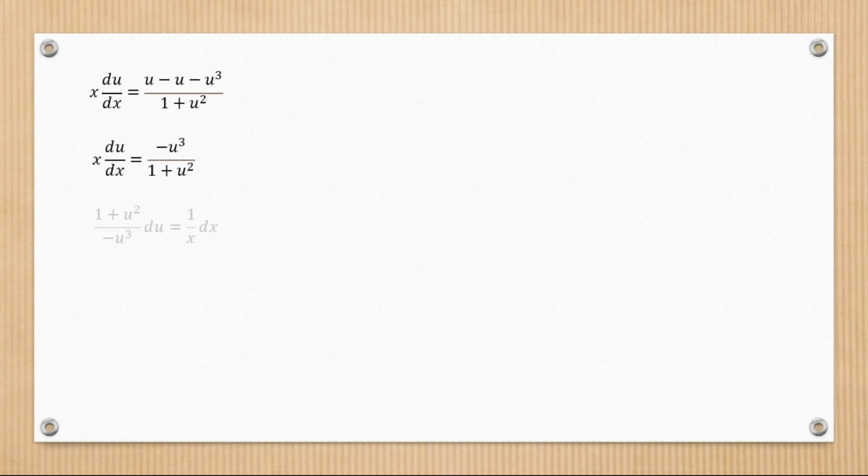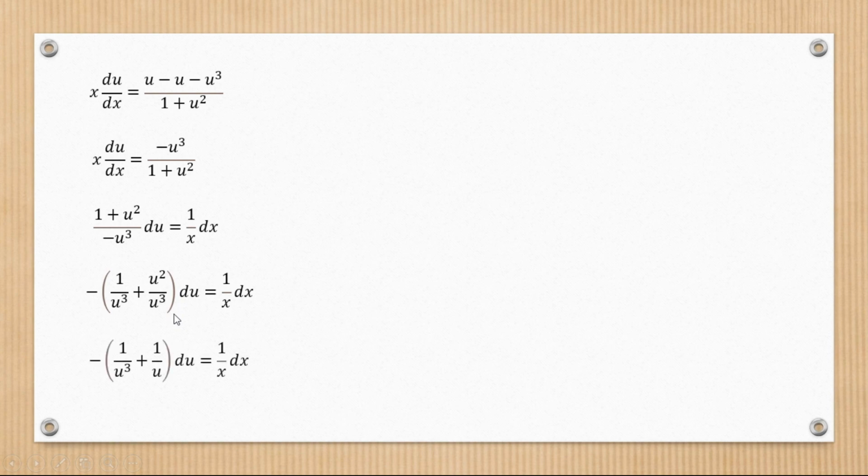So now I can separate all of them, and I'll have 1 plus u squared over negative u cubed du is equal to 1 over x dx. So now everything has been separated. I can now separate these individually to make it easier to solve when I introduce the integral. And then I can take the negative outside to leave everything like that. So this is what I end up having. Now you can see that this and this reduce, and I'll be left with 1 over u.